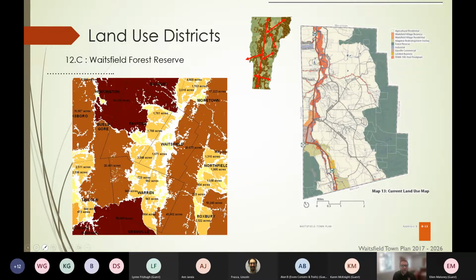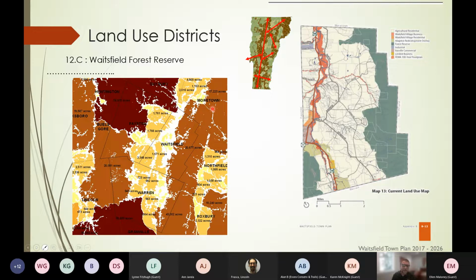When you zoom out, you can see that same chunk of the Northfield Range and just what an important forest block that is and how that allows for wildlife movement. I believe actually the Northfield Range is the largest forest ridgeline uninterrupted by a road that we have in Vermont. And so the town of Waitsfield, through its Forest Reserve District, was able to strengthen that connectivity north to south.